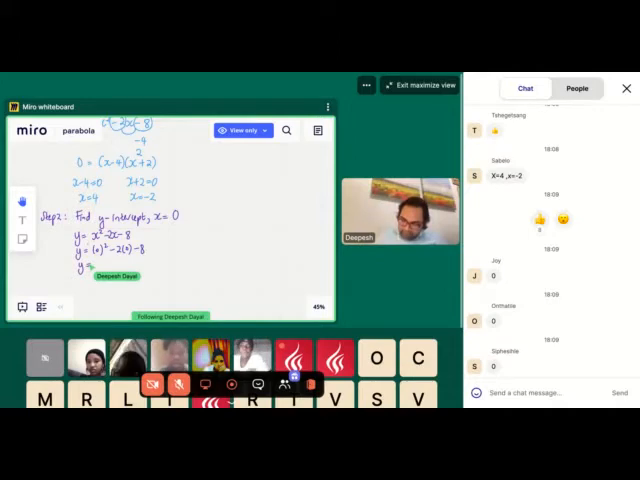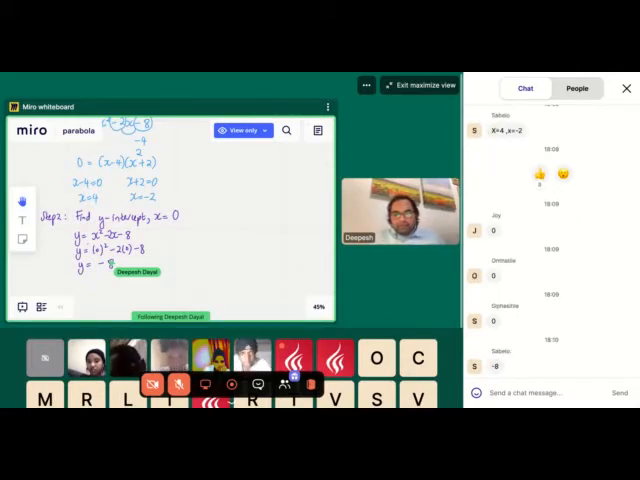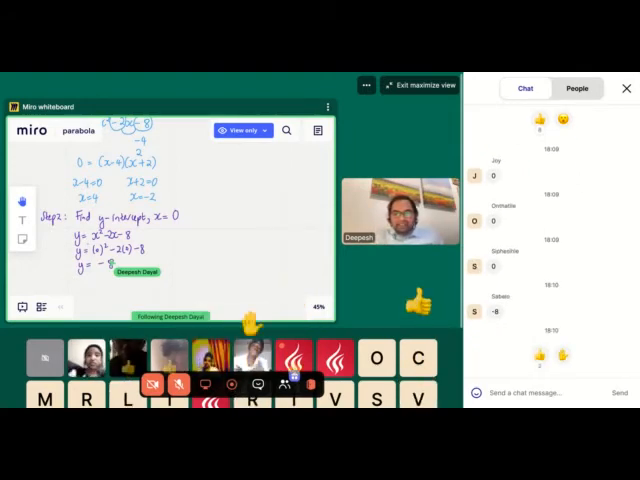So y then equals minus 8. Is this okay? You get how to find the y? Yes. Okay, great. Thanks for that, Sabelo. So we've got the y-intercept, we've got the x-intercept. Are you all with me so far? Yes. Great. Okay, we've got some high fives there as well.